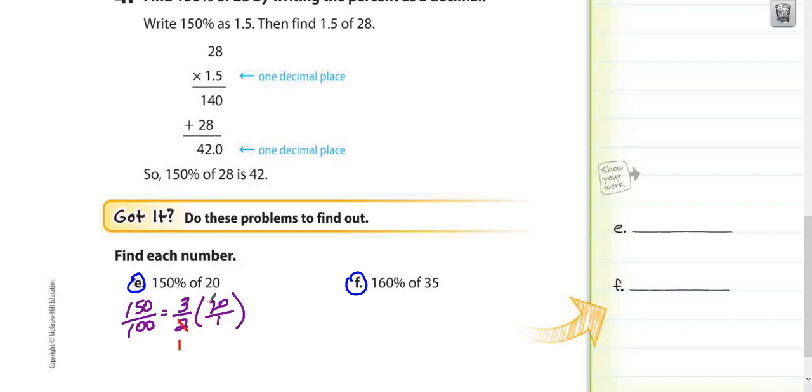Simplify, 2 goes into 2 once. 2 goes into 20 10 times. And now I have 3 times 10 is 30 over 1 times 1 is 1. My answer is 30. And notice the 30, the ending answer, is greater than the 20 because the 150% is greater than 100%.